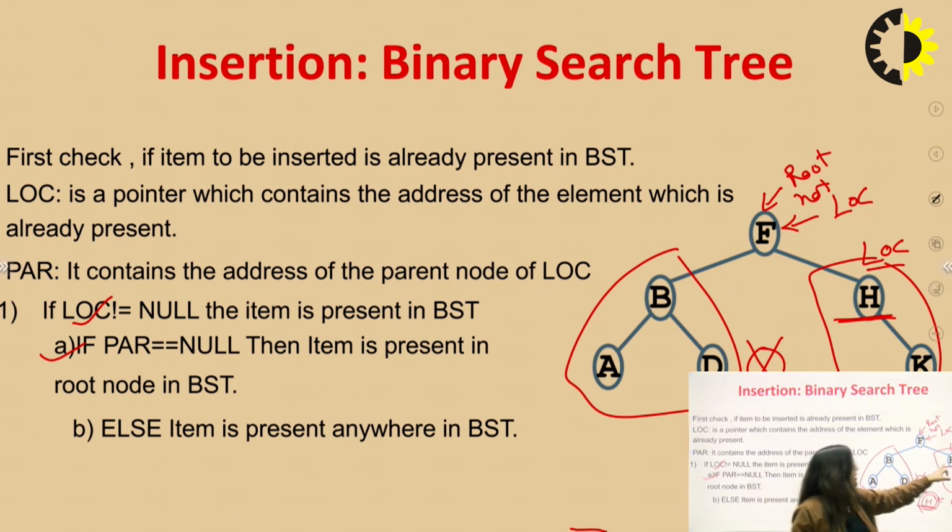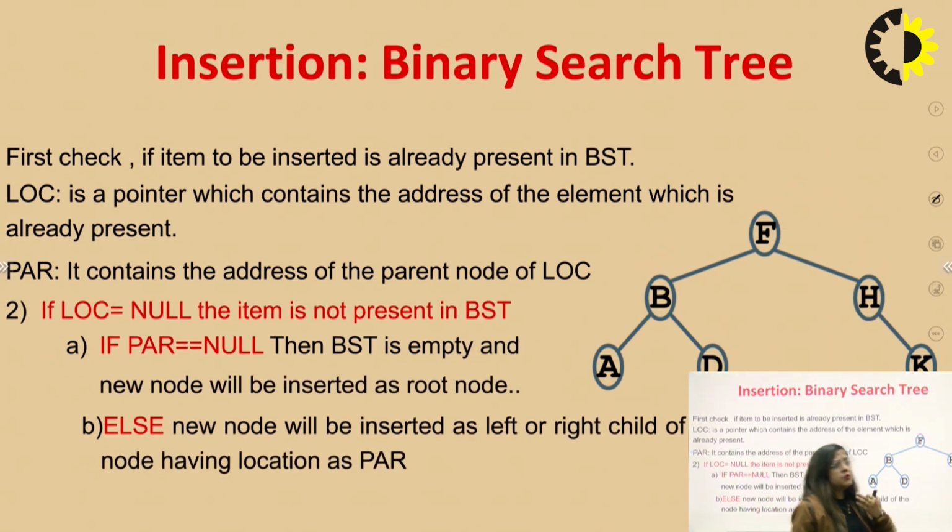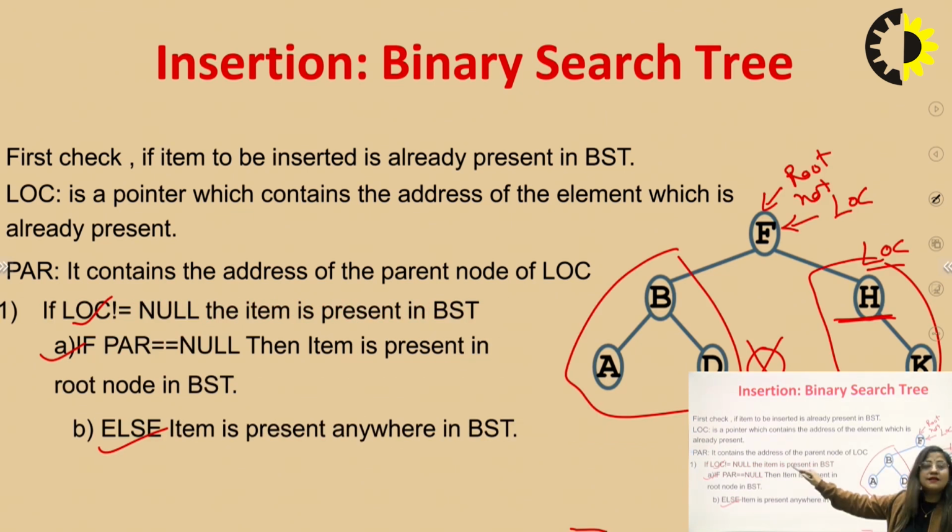Now here H is present in another location. So now come to the else part. Else, item is present anywhere in BST. Yes, H is present in BST in a different location. Now comes the second part of insertion. According to the first insertion, location does not equal to null means BST has only a single node, and parent equal to null means that the insertion node is already present.